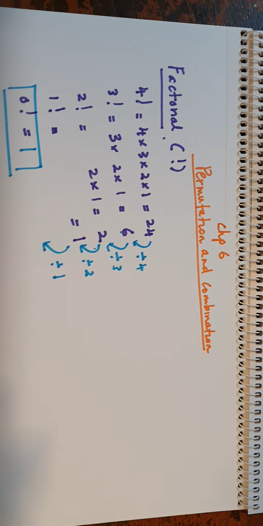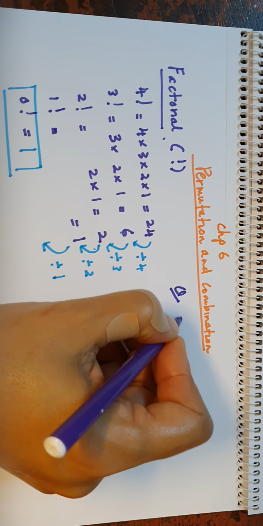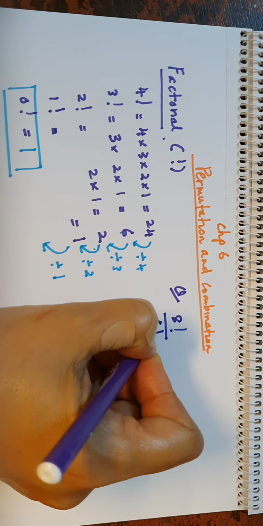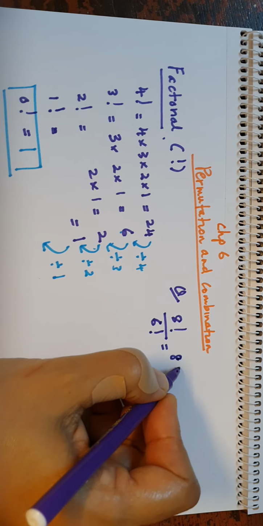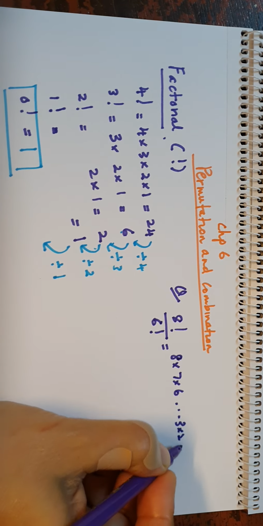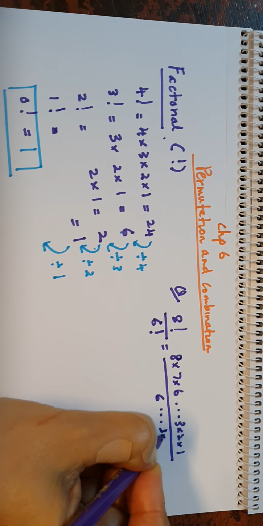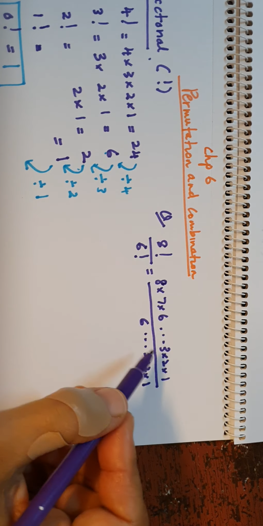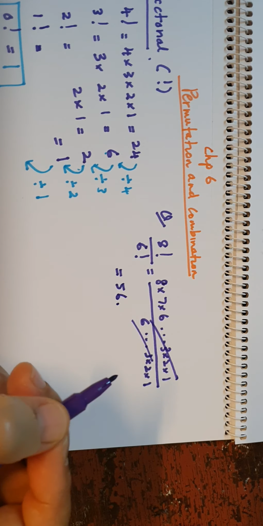Okay? So what sort of questions can you just think about here? So let's say if I were to give you 8 factorial divided by 6 factorial. The top part is 8 times 7 times 6 until 3 times 2 times 1. The bottom part will start with 6 until 3 times 2 times 1. So you can cancel off this part. Okay, what are you left with? 8 times 7, which is equal to 56.